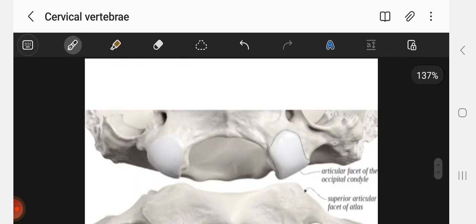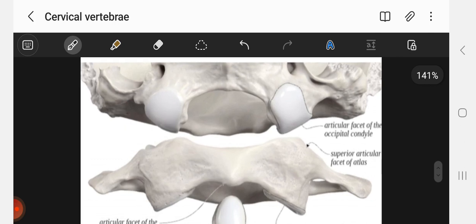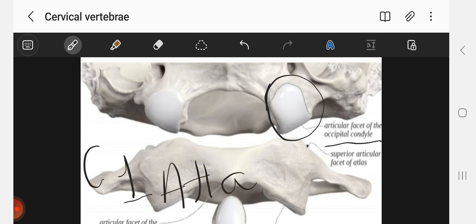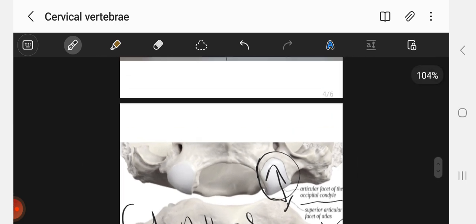If we discuss the atlanto-occipital joint, look, this is the condyle found on the occipital bone, which is the occipital condyle, and this is the C1 vertebra, that is called the atlas. On the superior surface of the atlas there is the superior articular facet, and these two form a joint, and that joint is called the atlanto-occipital joint.